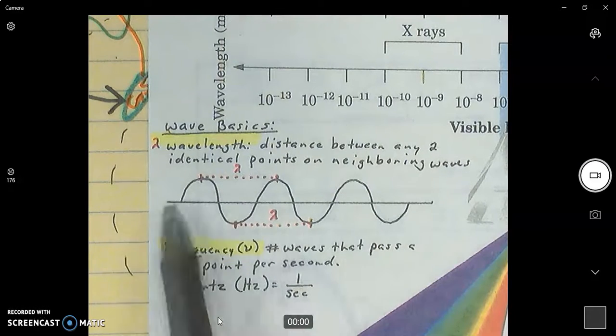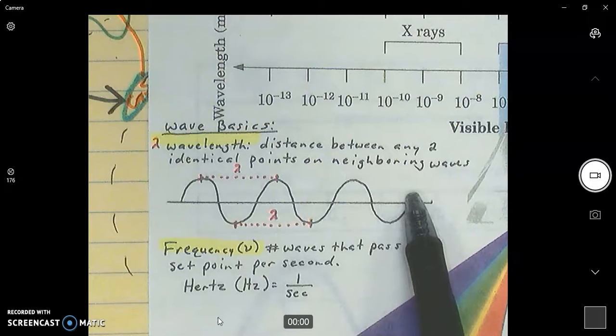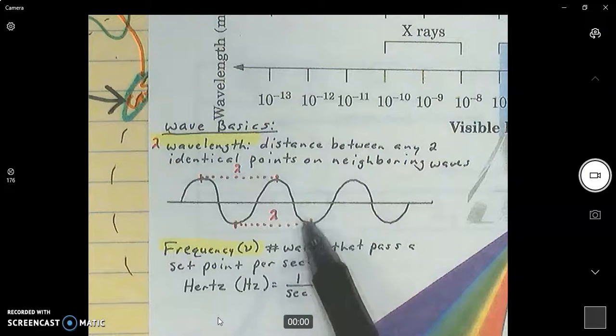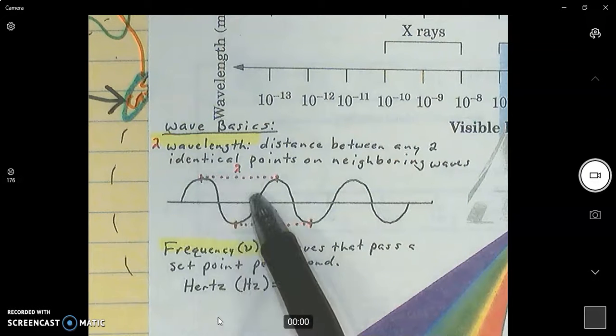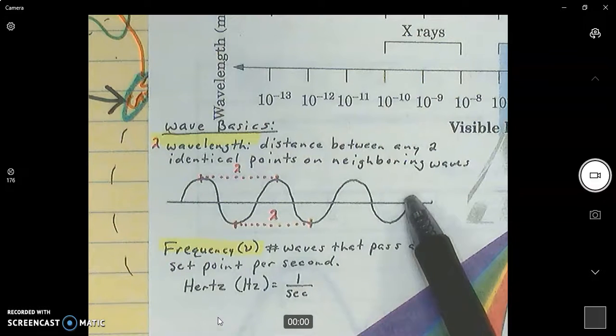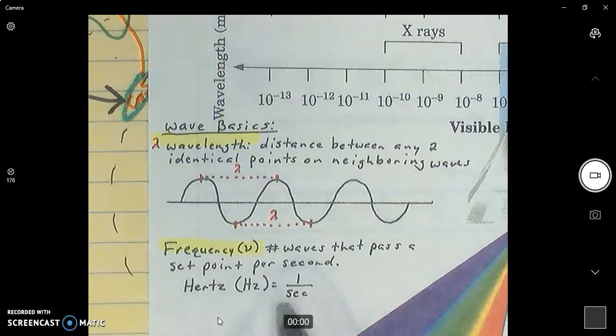How many of these waves, 1, 2, 3 waves, go by per second, that's frequency. And it's usually given in a unit called hertz. All hertz means is per second. So if this is the number of waves that went by in a second, we would count them as 1 wave, 2 waves, 3 waves. The frequency would be 3 per second, or 3 hertz.